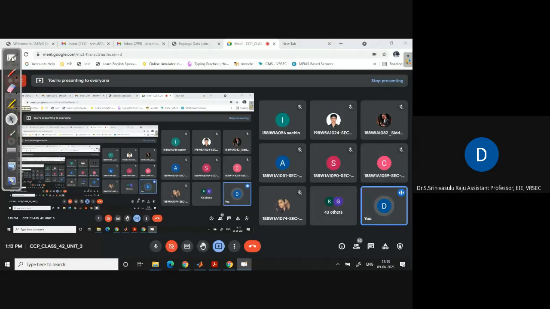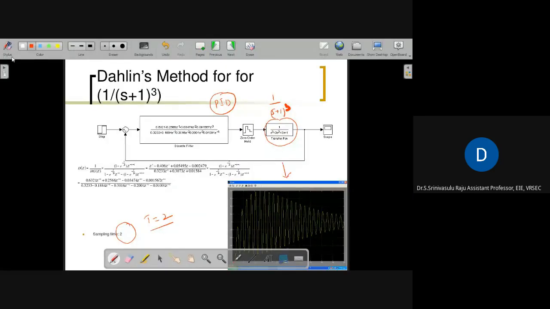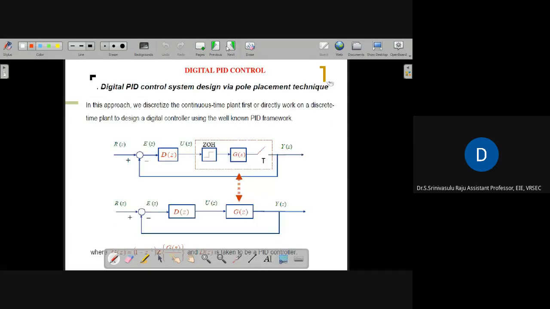But now, Dahlin's also may not give a satisfactory response from the performance point of view. So we are not in a position to conclude which algorithm does not give a satisfactory response. It entirely depends upon the process knowledge. Okay, entirely depends upon the process knowledge. And next comes the digital PID algorithm.